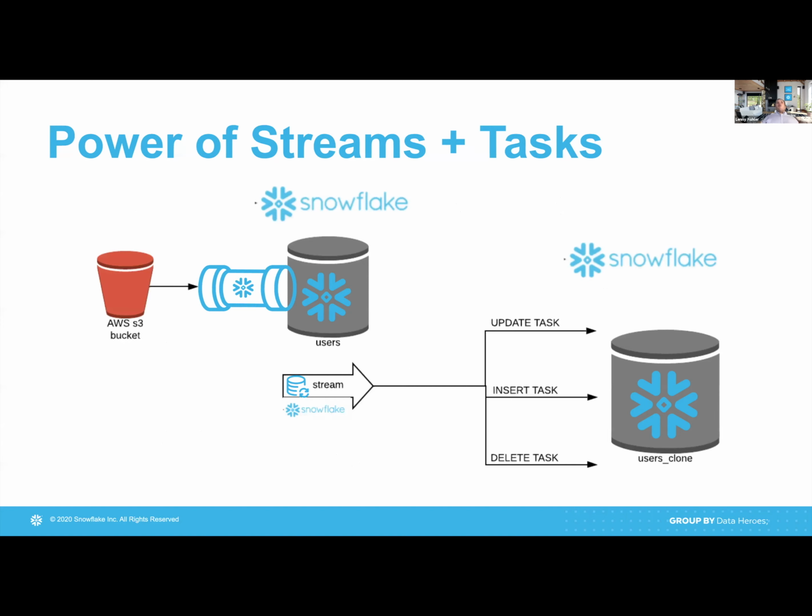So this is how it looks from our S3 bucket. Files get ingested into the S3 bucket. They contain all our changes. Then they get snowpiped into the users table. And again, the users table is a new table that has all our changes. And then on that users table, there's a stream. And that stream triggers 3 different tasks: the update task, the insert task, and the delete task. And those tasks indeed change our users clone table. So our initial copy of the table that we did at time 0 or yesterday.